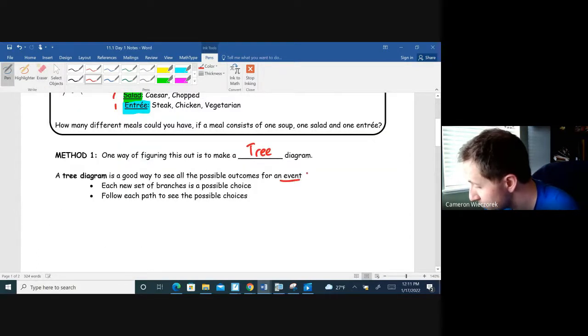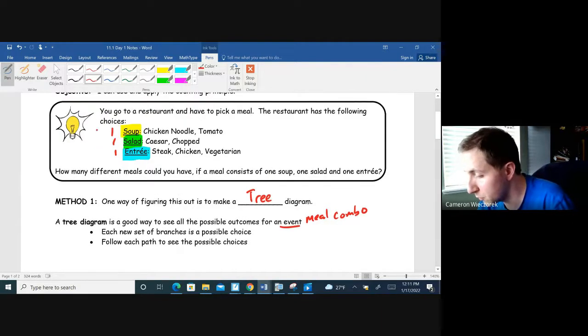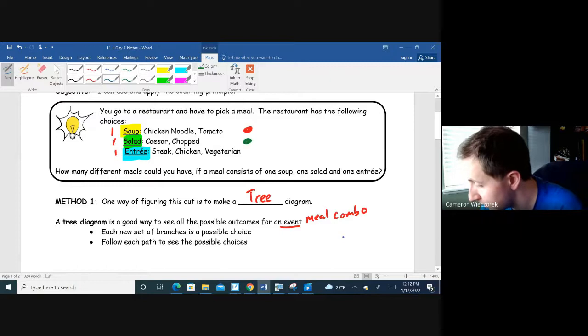The event in this case would be your meal combo. So one soup, one salad, one entree. First thing we do, let's go in order. First thing we're going to order is soup. So I'm going to label and pick red for soup, green for salad, and then blue for entree, just so you can see the different pieces of the tree.